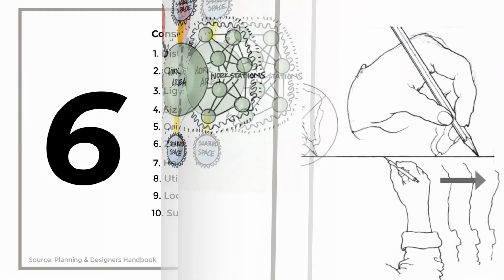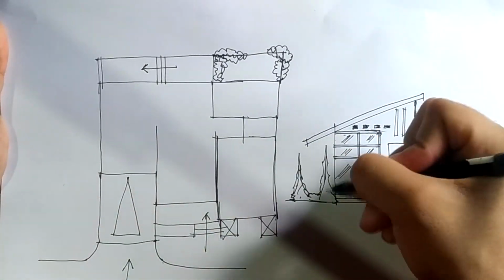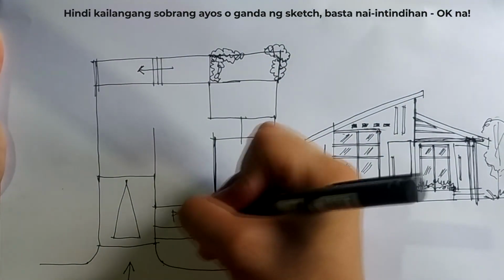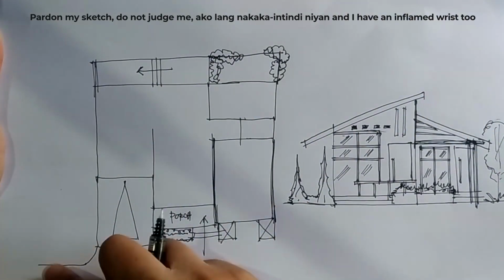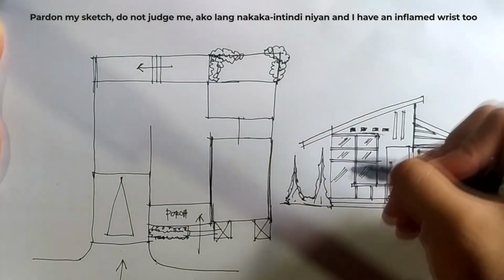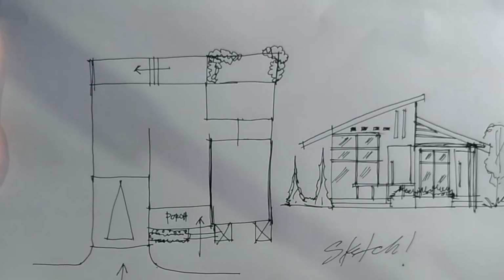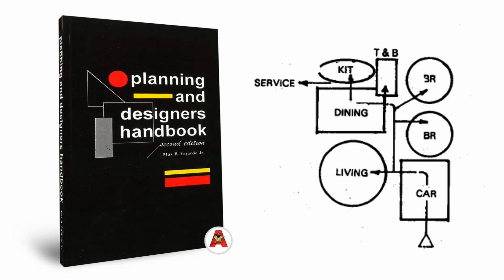First, you always start with a sketch or a line drawing. That's why we introduced artistic drawing or the freehand sketch during the earlier parts of our course or our lessons, because you need to always start your idea with a sketch or line drawing. And this book is also helpful in your planning and designing process.